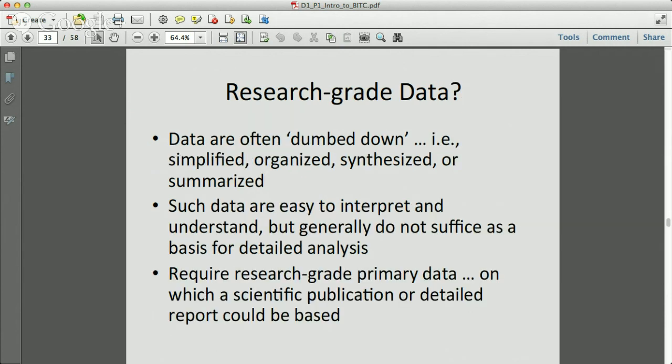When we talk about research grade data, we're talking about data that have not been dumbed down. They have not been simplified, organized, synthesized, or summarized. It's true, those secondary data are easy to interpret and understand, but usually they're not sufficient for detailed analysis. We really require these research grade data, primary data, data on which a scientific publication could be based.